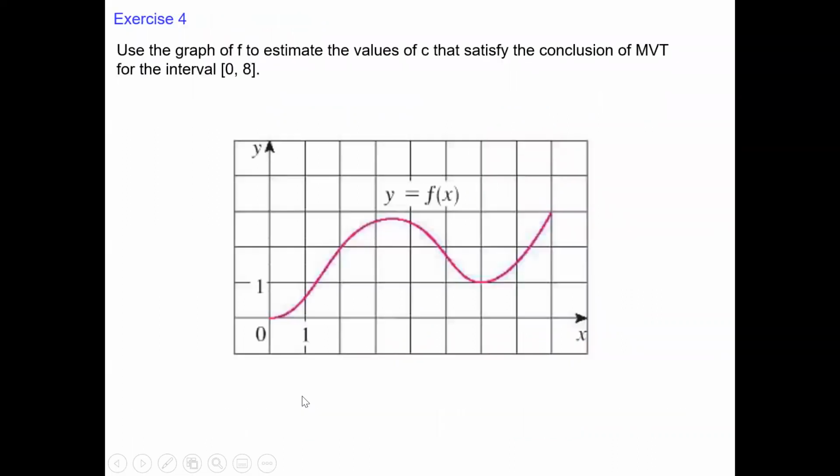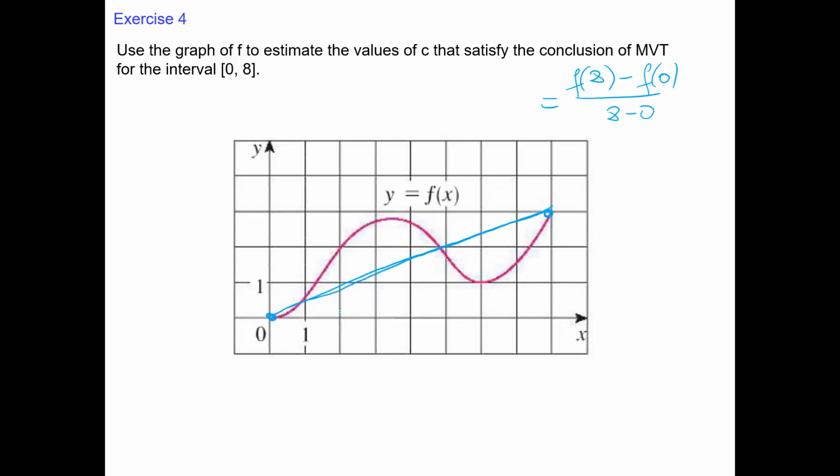Let's apply it. Exercise number 4, which is the first exercise for the mean value theorem. For the first one, we use this graph of f to estimate the values of c that satisfy the conclusion of the mean value theorem for the interval from 0 to 8. This is 0, this is 8. First, f of 8 minus f of 0 over 8 minus 0 is the slope of the secant line, which is this.